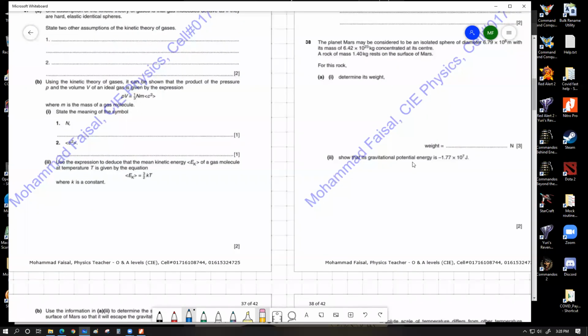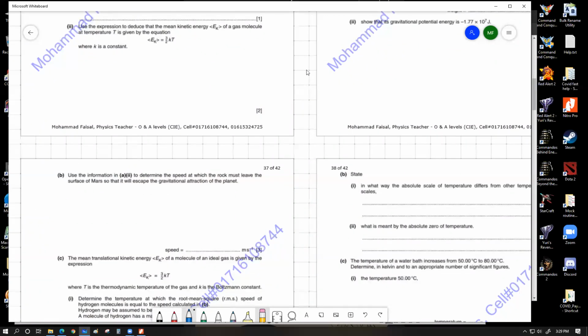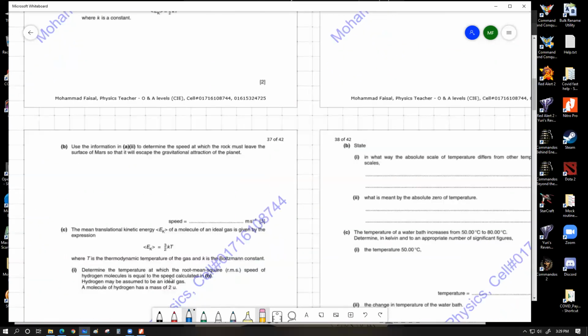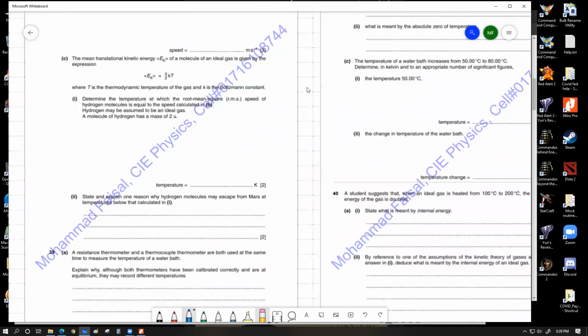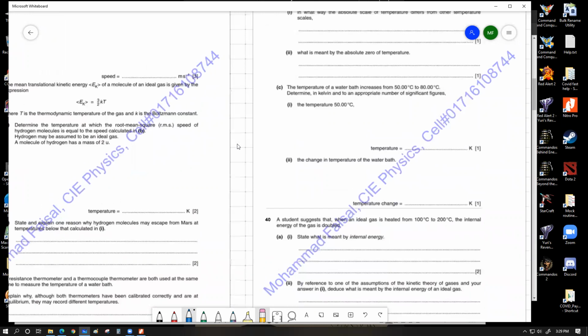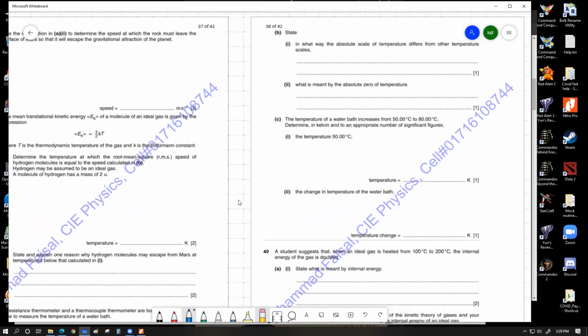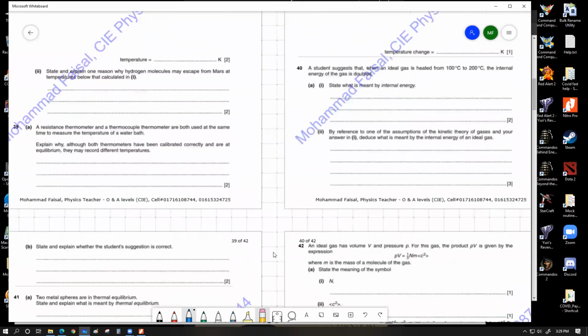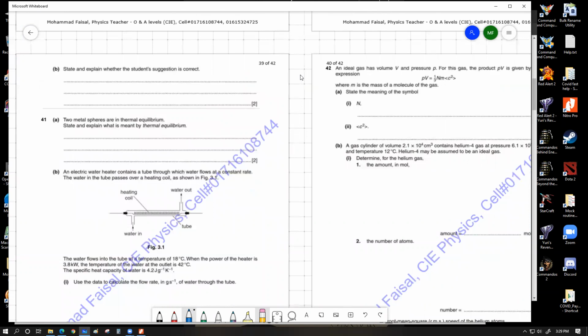A gravitational question showed up over here. I don't know how. Oh, there's a bit of a thermal question over here as well. I think the remaining questions are actually pretty simple. I don't see much too difficult stuff over here.